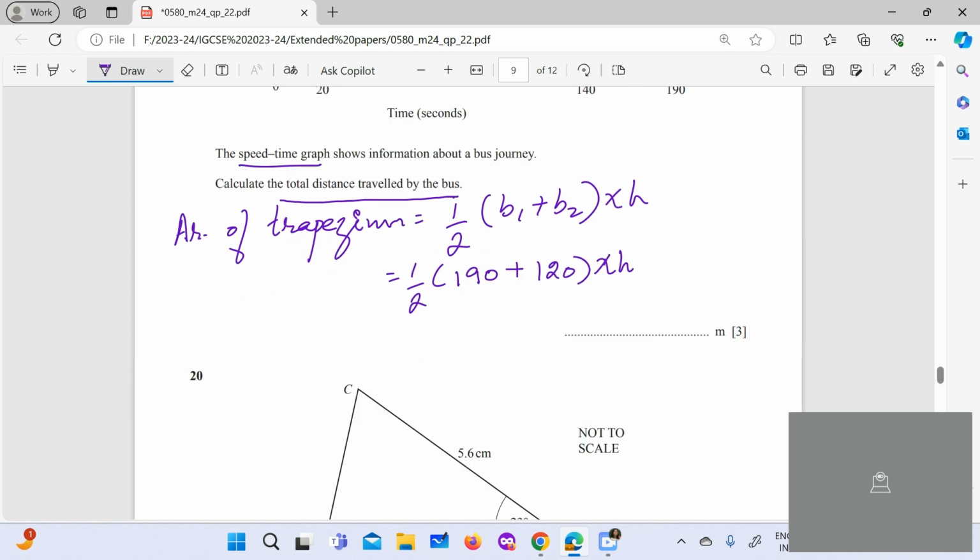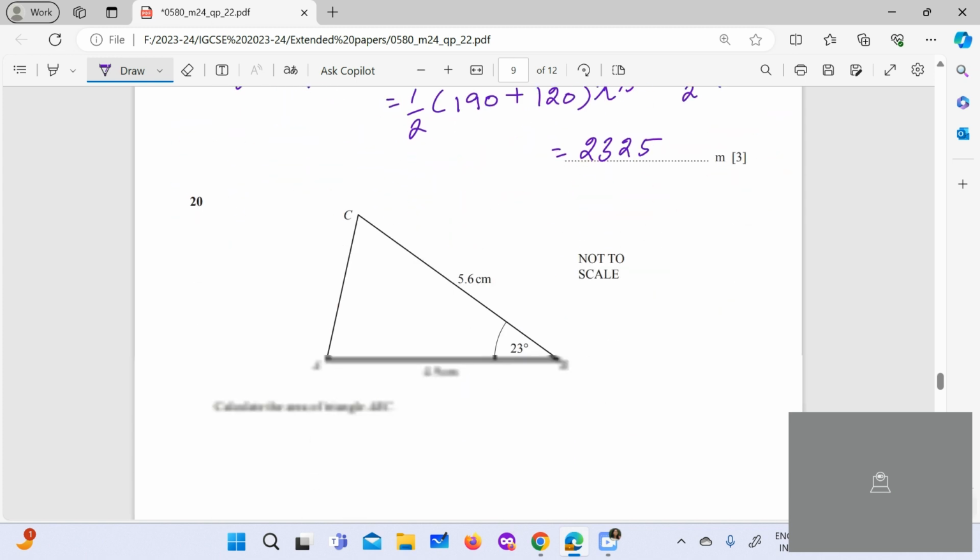So I will write 190 plus 120 times height, and we can write the value of height, that is 15. So we get 1 over 2 times 310 times 15. Just use your calculator, write the answer directly, and you will get 2325. The next question.